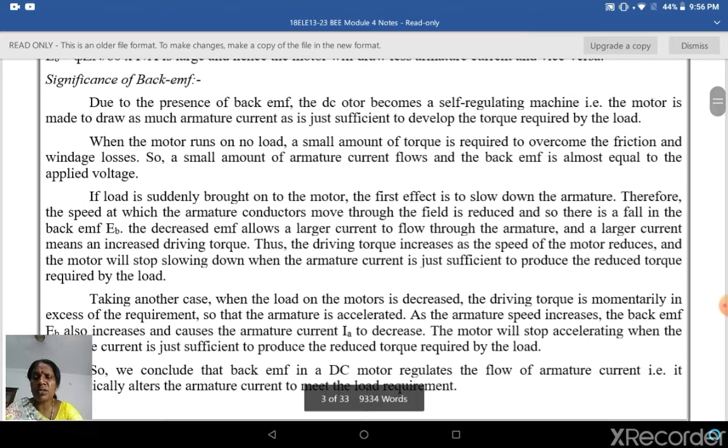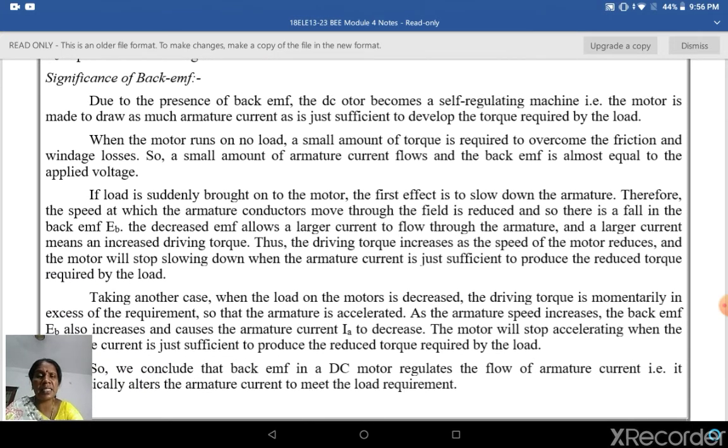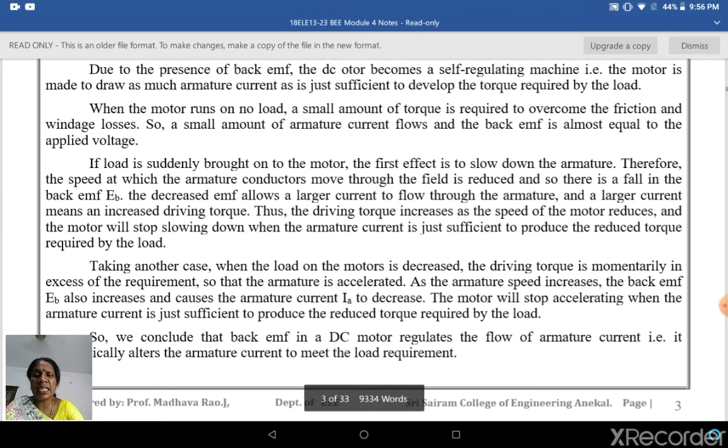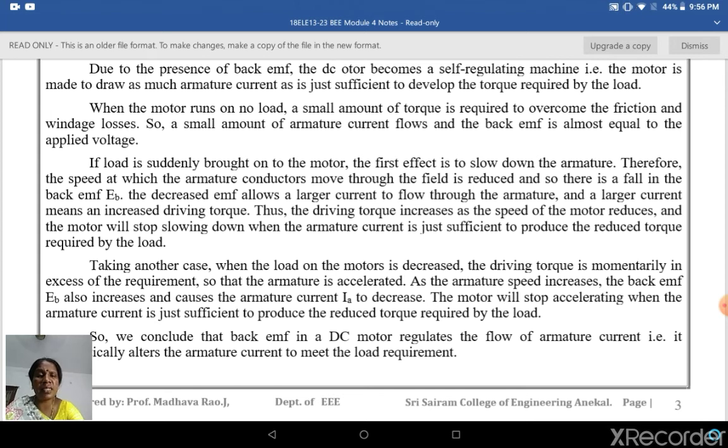The motor is made to draw as much armature current as is sufficient to develop the torque required by the load. When the motor runs on no load, a small amount of torque is required to overcome friction and windage loss. So a small armature current flows and the back EMF is almost equal to the applied voltage. If the load is suddenly increased, the first effect is to slow down the armature.